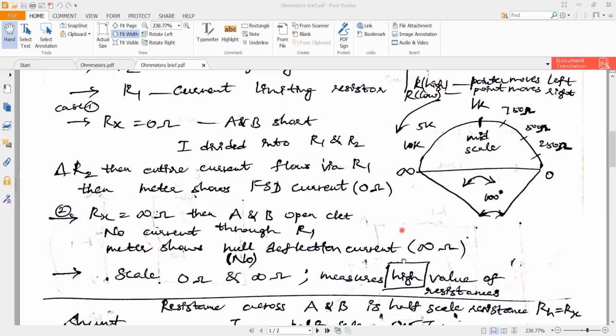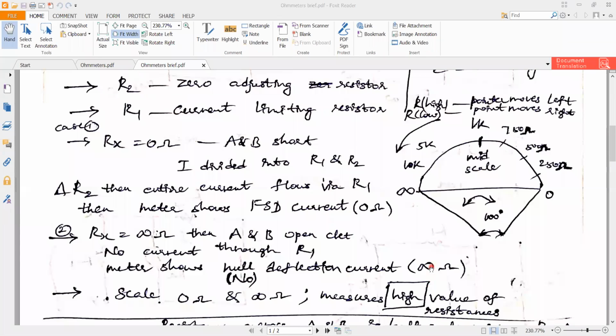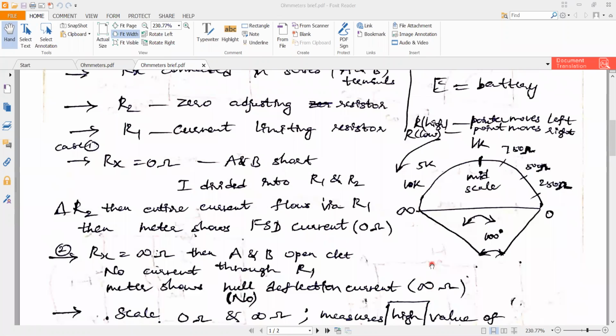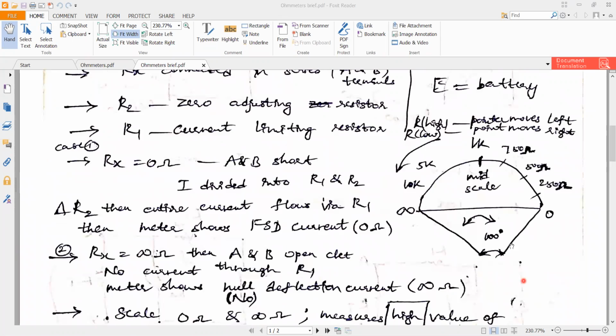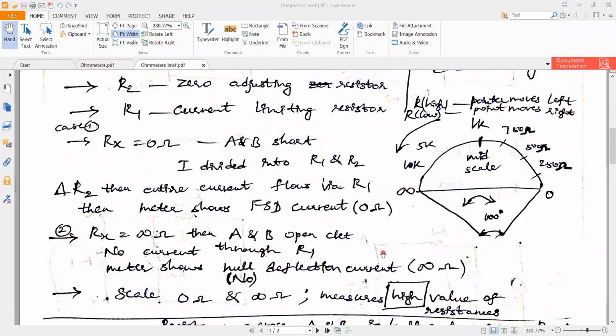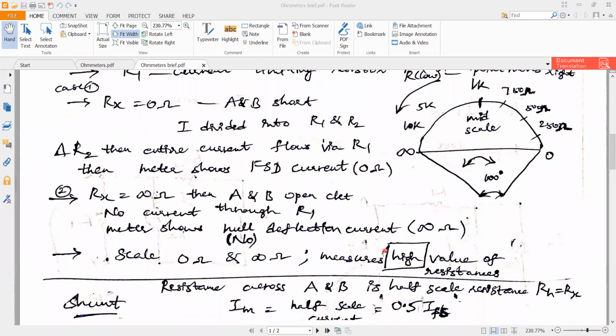This series ohm meter is going to measure high values of resistance. The meter is indicated like this, from 0 to infinity. Let it be 250 ohms, 500 ohms, 750 ohms. In the middle of the scale is 1K, and up to this level is 10K, and beyond this one it will be the maximum value. This is about a series ohm meter.